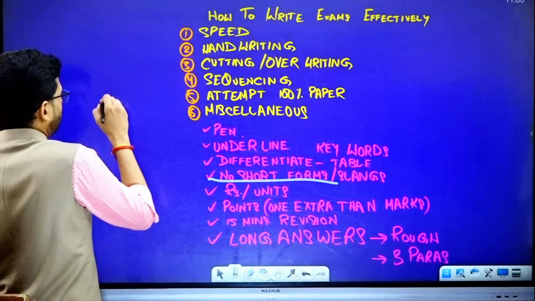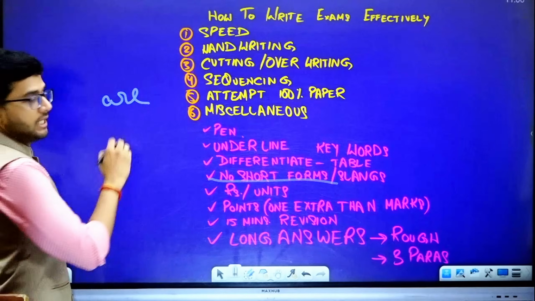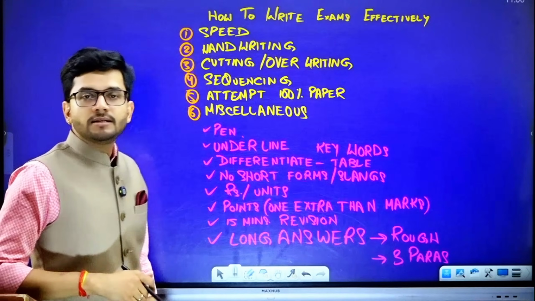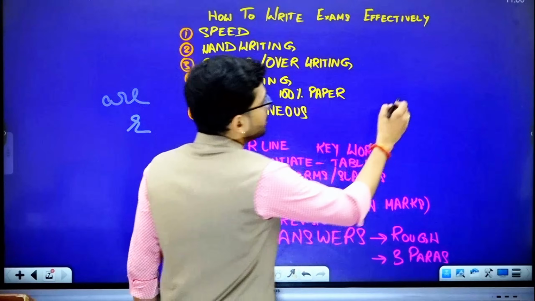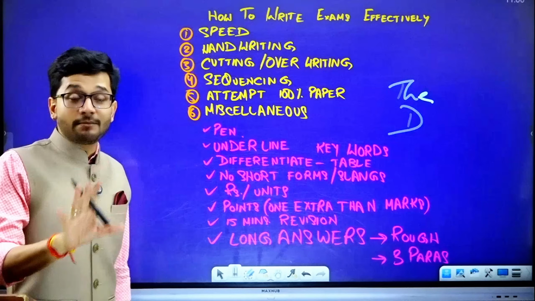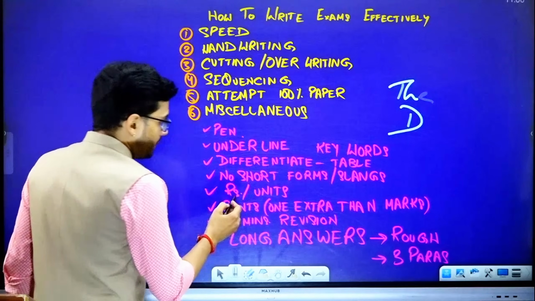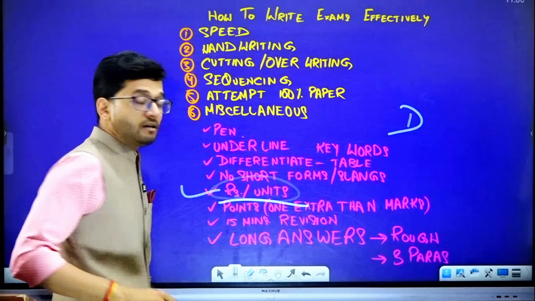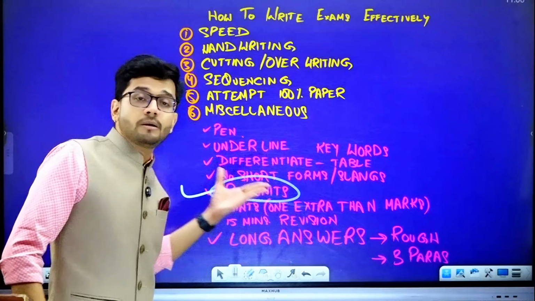Okay, so if you want to write "are", its spelling is A-R-E and not R, right? Slangs are not permitted. So "the" is "the", it's not D, right? So WhatsApp language is to be avoided. Rupees and units are to be mentioned everywhere properly. Please take care of this particular part.